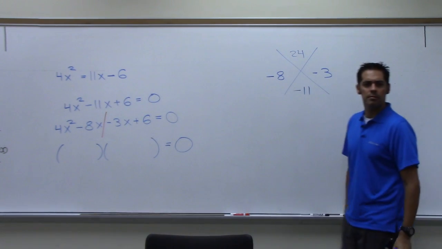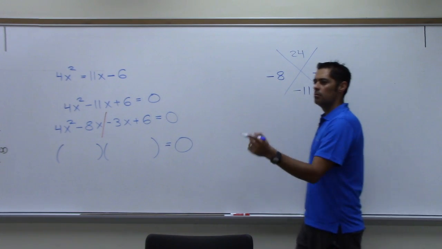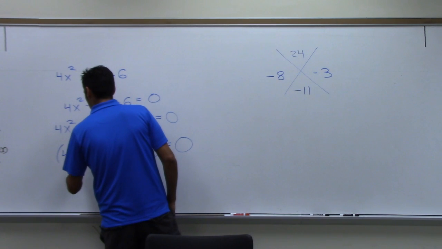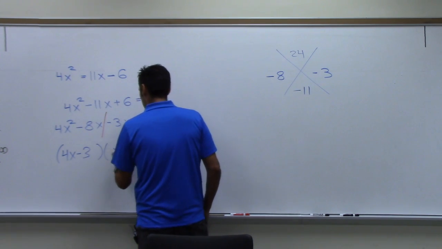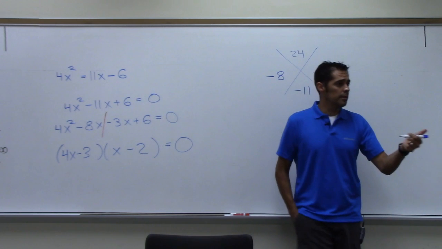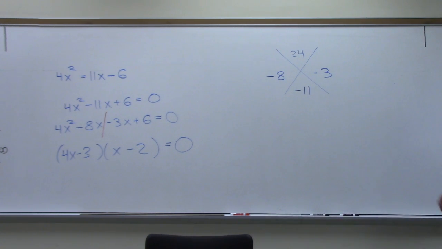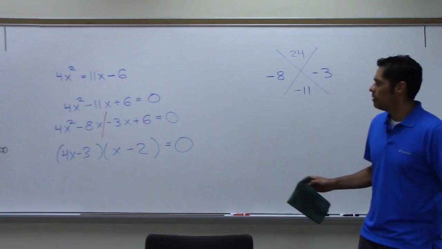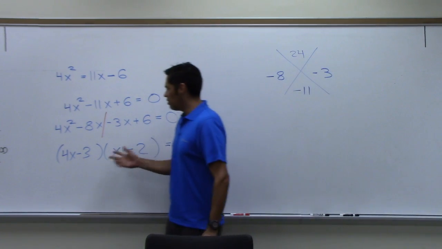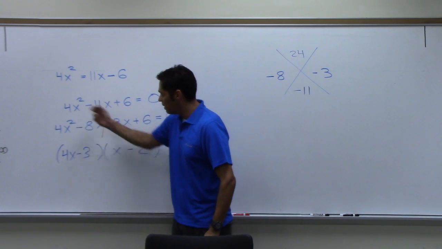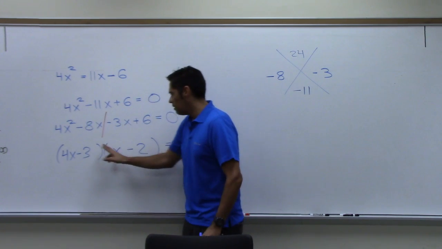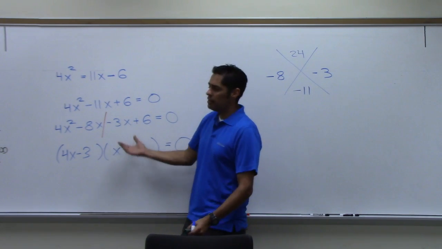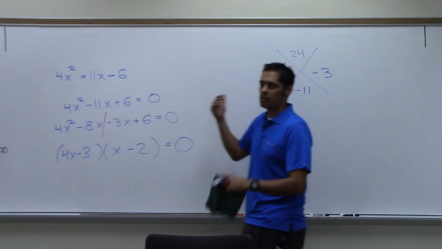Who has this? You want to share? I got 4x minus 3 and x minus 2. Agree? All right. Looks good. You could always check, right? I like to do quick little checks. This is 4x squared, so that's good. This is going to be -8x and -3x, and -11x, good, and -3 and -2 is 6, so yeah, it works.